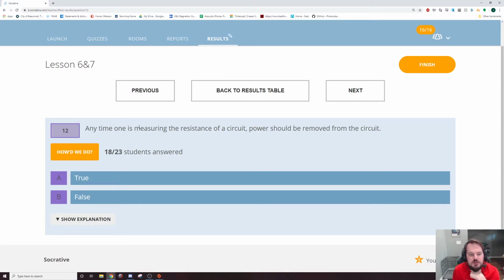Anytime one is measuring the resistance of a circuit, power should be removed from the circuit. This is what you do when you're actually doing it, like in real life. Anytime you are measuring the resistance in a circuit, you should remove the power from that circuit, because it will damage the meter.